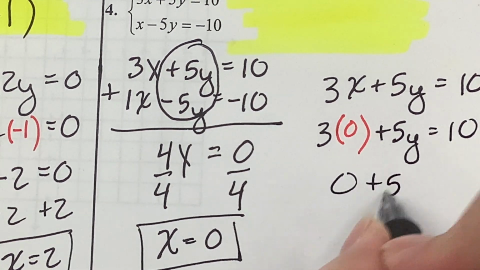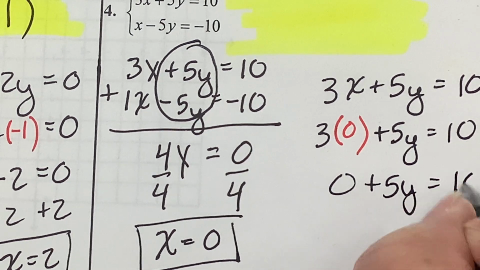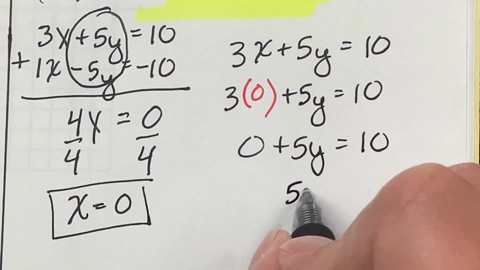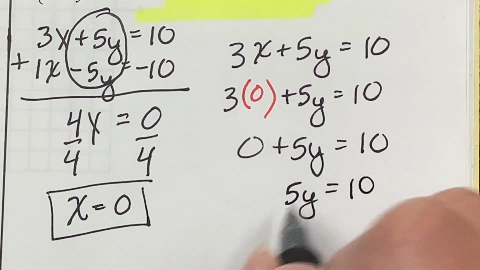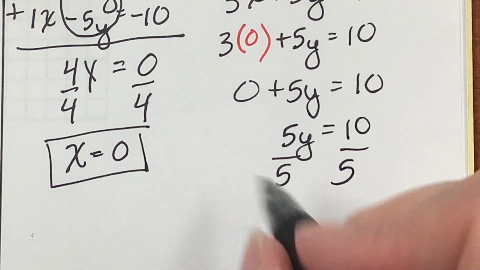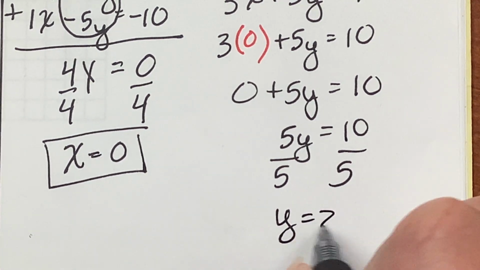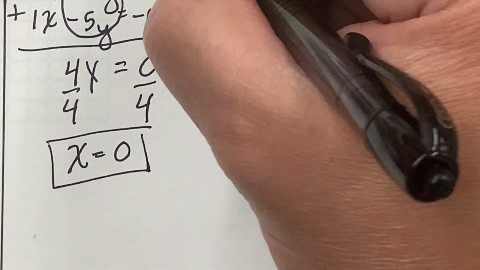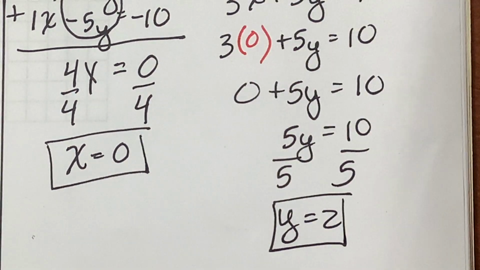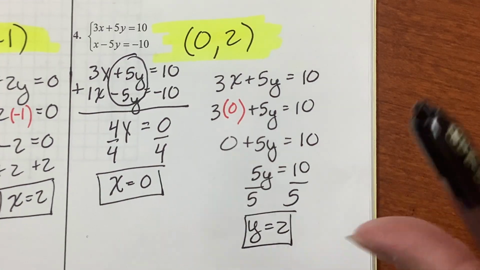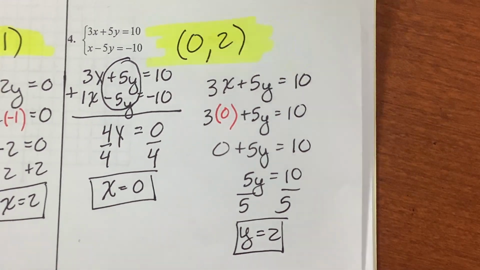0 plus 5y is 10. Well, what's 0 plus 5y? That's just 5y. That equals 10. Divide by 5. And now I know y equals 2. 0, comma 2. Up in the gold goes 0, comma 2. All right, not too bad on that page. Let's take a look at the next page.